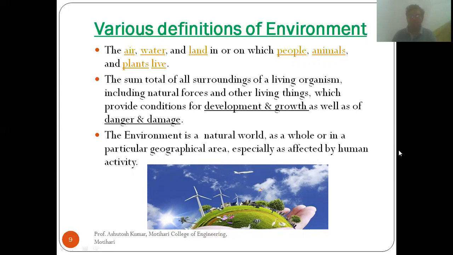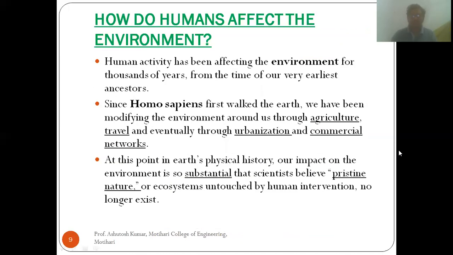Now let us go through the third definition of environment. The environment is the natural world as a whole or in a particular geographical area, especially as affected by human activity. So we affect the environment. Now, how do humans affect the environment, which is very important. Every human activity has been affecting the environment for thousands of years, from the time of our very earliest ancestors. Whether it is agriculture, industry, production, or electricity generation, with every human activity the environment gets affected.